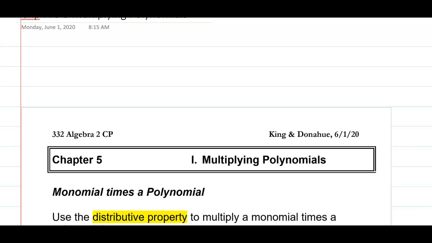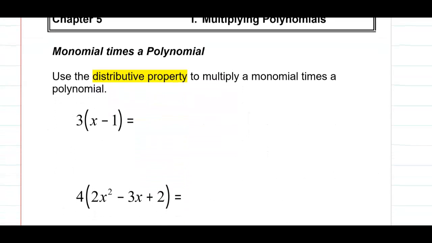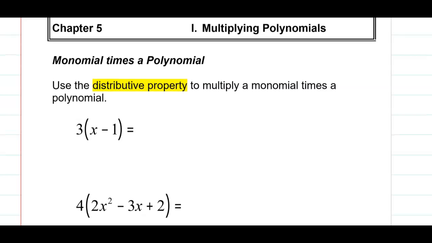In this lesson, we're going to be looking at multiplying polynomials. First thing we'll look at is multiplying a polynomial by a monomial. So in this case, the single term here, the 3, is a monomial.